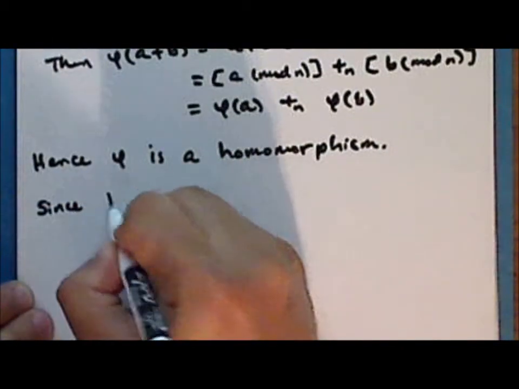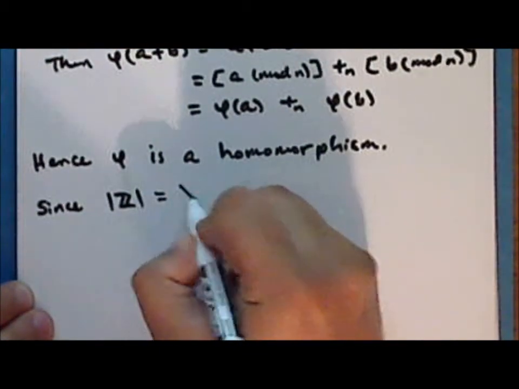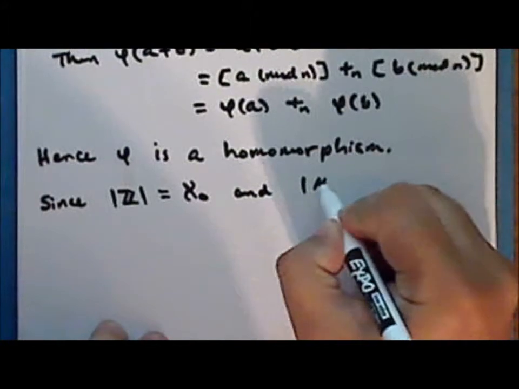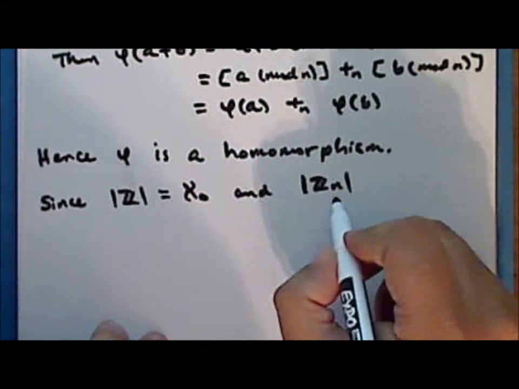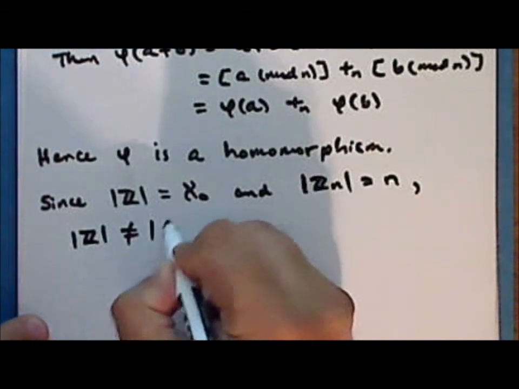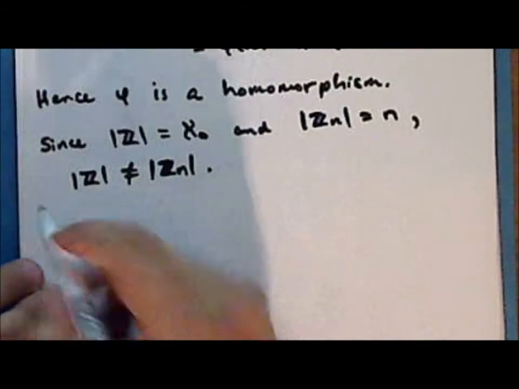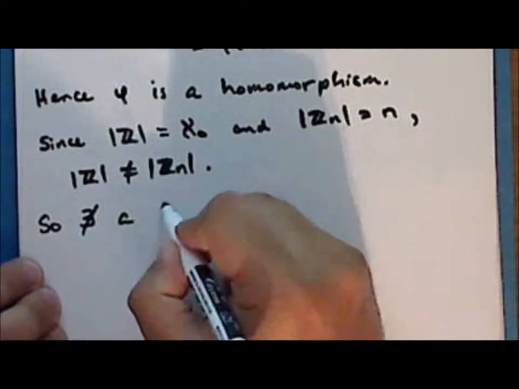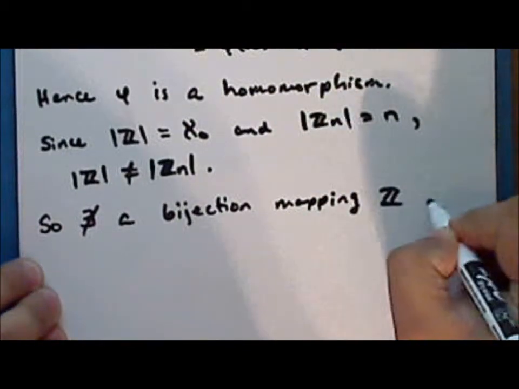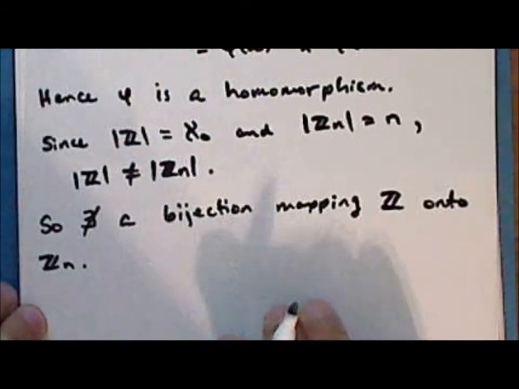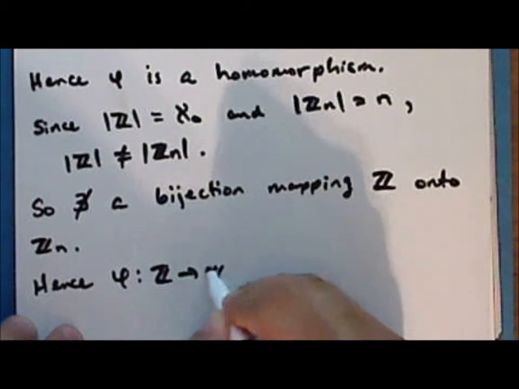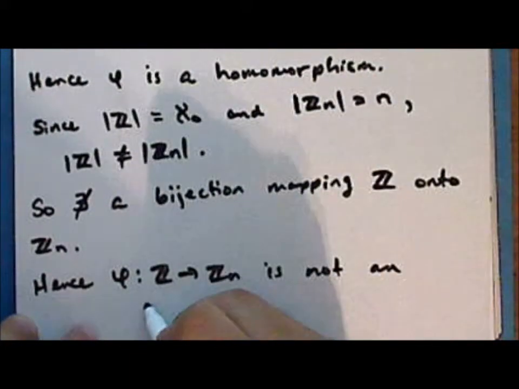Now, since the cardinality of the set of integers is aleph null, that is, there is a countably infinite number of integers, and the cardinality of the set of integers modulo n is the finite number n, we have that the cardinality of the integers is not equal to the cardinality of the integers modulo n, and so there does not exist a bijection mapping the integers onto the integers modulo n, and hence the function phi is not an isomorphism.